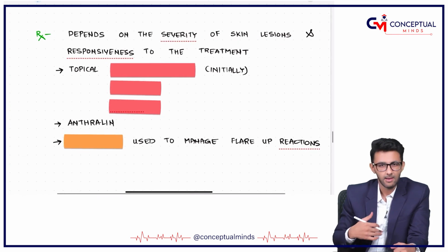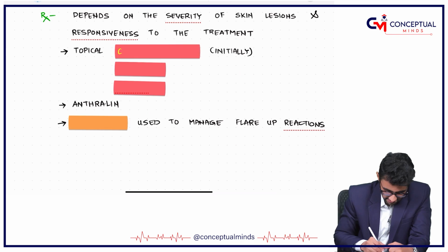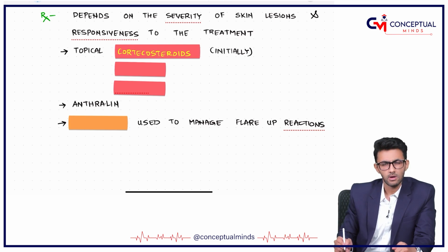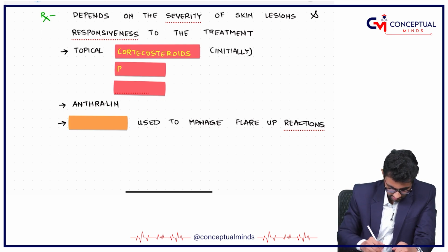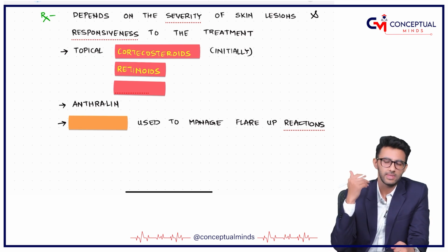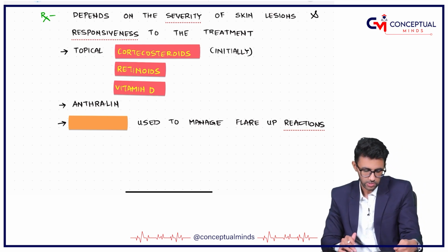The treatment in dermatology is more or less the same. We have to offer corticosteroids, and we can offer retinoids to the patient, and we have to offer vitamin D. Vitamin D can help us. Anthralin is also used.